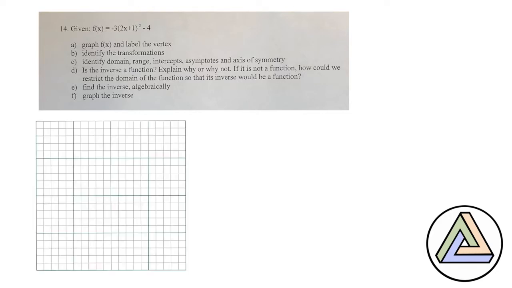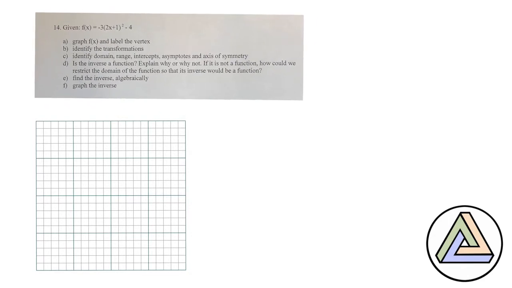Okay, so looking at f of x equals negative blah, blah, blah, blah. Graph f of x, label the vertex. Okay, so here's my graphing paper. Graph f of x, label the vertex. Okay, good idea to make sure that all of your functions that you're trying to graph without a calculator look like this.